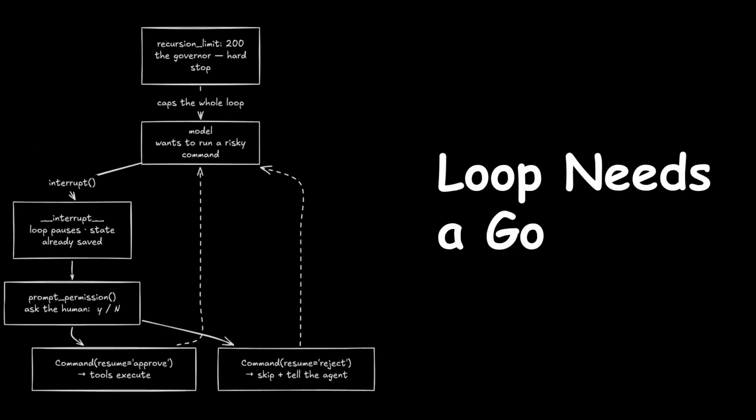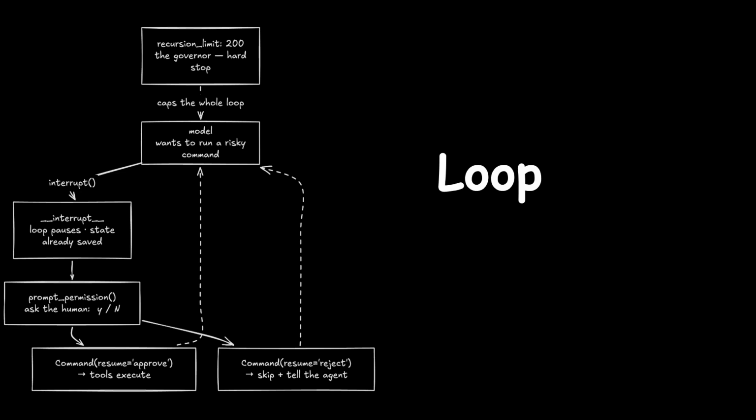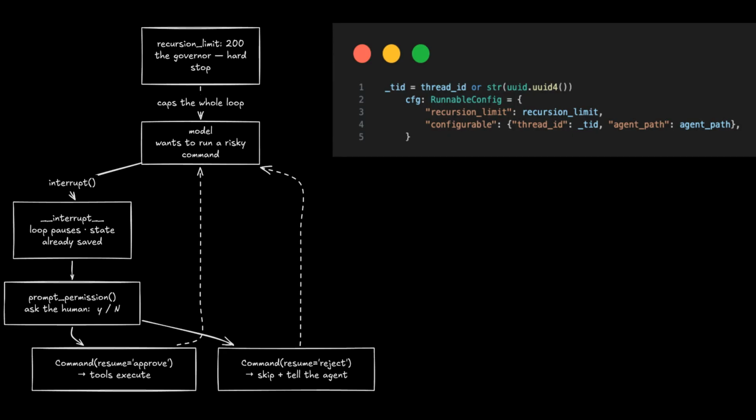Two last pieces, and both are design decisions from episode 2, now as code. Principle 4. The loop needs a governor. When we run the graph, the config we pass carries one setting, recursion limit, 200 by default. If the agent hasn't finished in 200 steps, the graph stops. No infinite loop. No runaway bill. One line of configuration caps the entire machine.